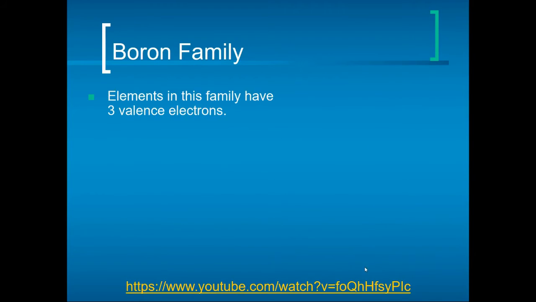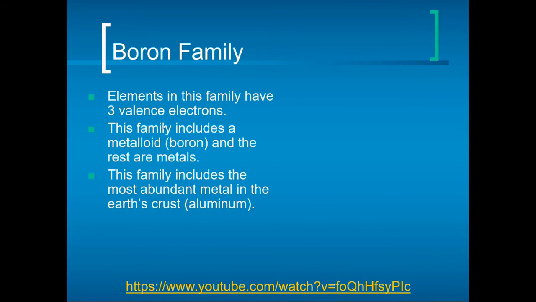Okay, next we have the boron family. The boron family. That is group number 13. They have 3 valence electrons. Everything in that group has 3 valence electrons. And then this family includes 1 metalloid, because boron is a metalloid, and then the rest of them are metals. It also has the most abundant metal in the Earth's crust, aluminum. The most abundant element is oxygen, but the most abundant metal is aluminum.